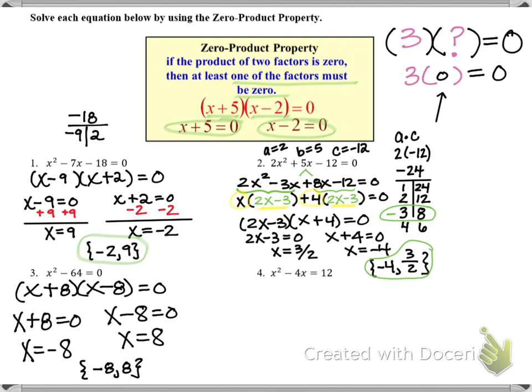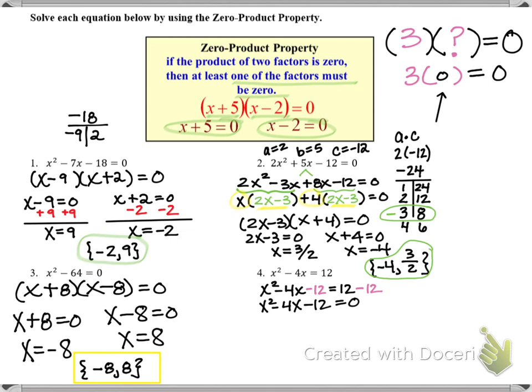Okay, in number 4, I have to first set the equation equal to 0, which means I need to subtract the value 12 from both sides of the equation. So on the left, I'm going to get x squared minus 4x minus 12. On the right, I'm going to do 12 minus 12, which gives me x squared minus 4x minus 12 equals 0. Now I'm ready to factor to use the zero product property. Remember, it's called the zero product property because you can only use it when your equation equals 0.